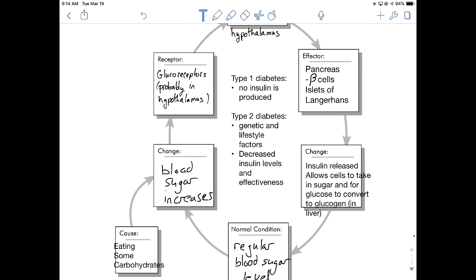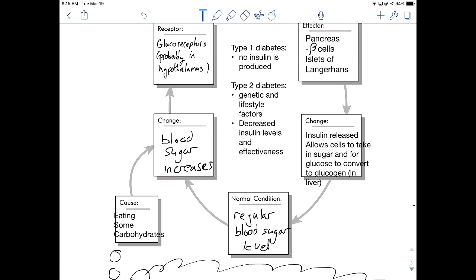So type 1 is also known as the childhood onset diabetes. It's the one that children can get. Type 2 would be the type that you might get when you're pregnant, or you might develop later in life. The body can develop a resistance to insulin, and the cells no longer use it in the effective way.